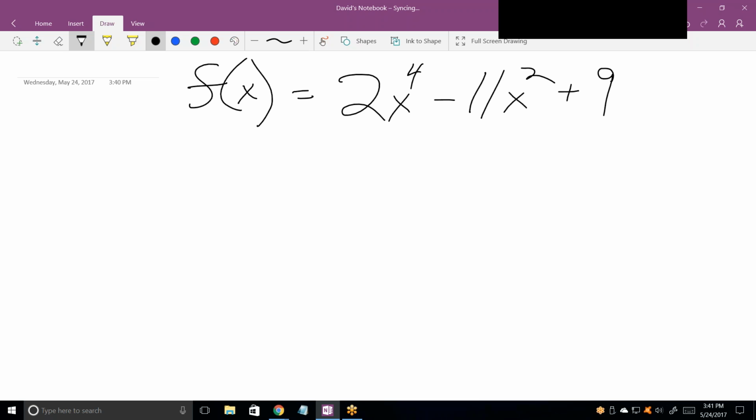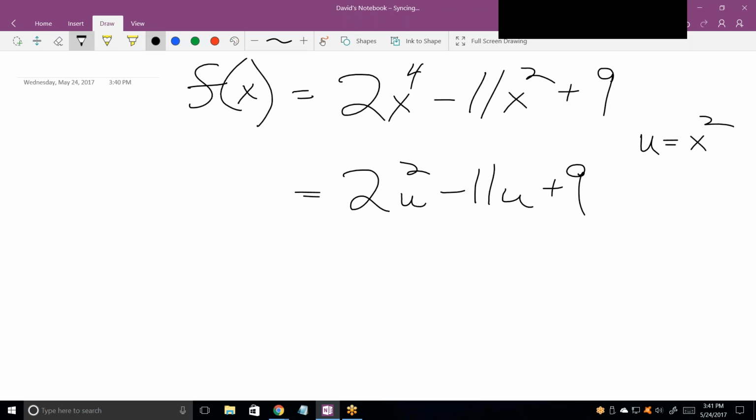So this is what I call a quadratic in disguise. In other words, if you were to go over here and let u equal x squared, then what we're really looking at is 2u squared minus 11u plus 9, right? Now factor that. That's going to be, what, you multiply it times 9, right? Or it would be 2u.